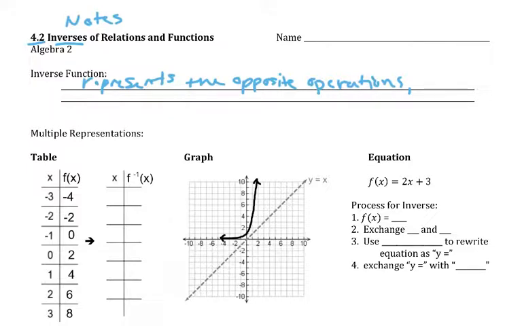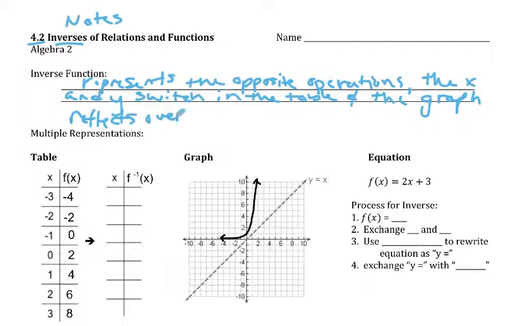thing. And the x and y switch, if it's in a table, when we're talking about a function here. And the graph reflects over the line y equals x, which is a diagonal.